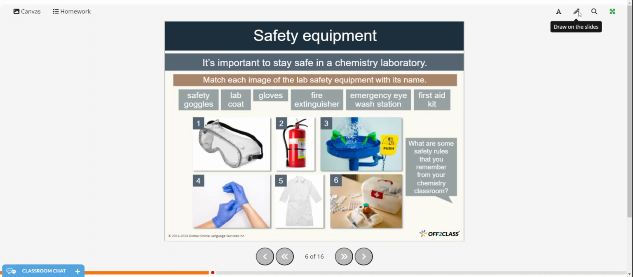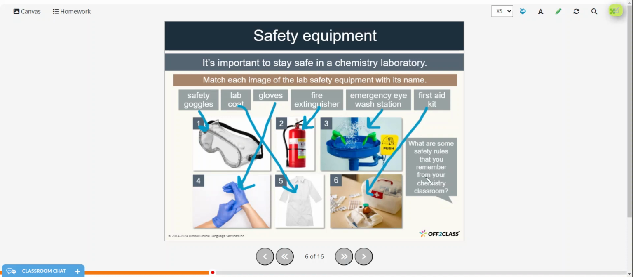your answers. So number 1 is safety goggles. Number 2 is fire extinguisher. Number 3 is emergency eye wash station. Number 4, gloves. Number 5, lab coat. And number 6, first aid kit.